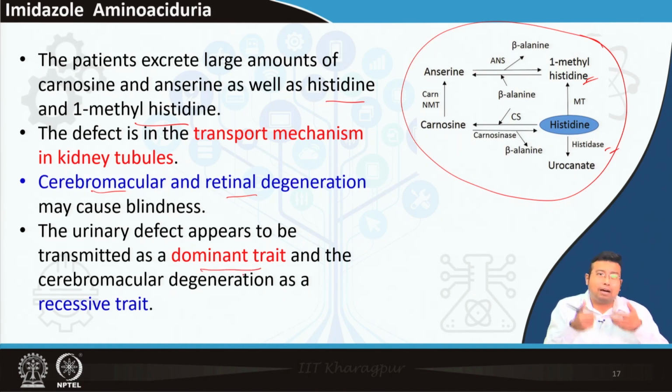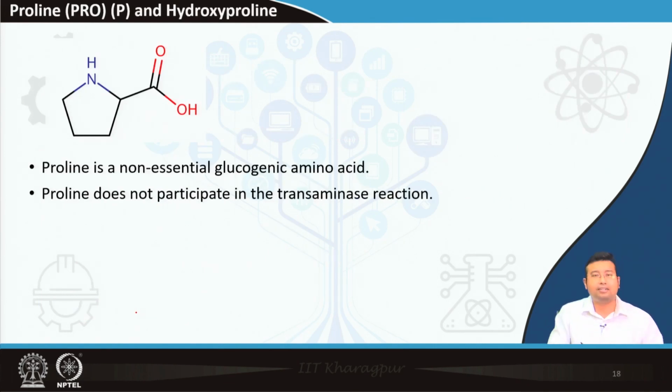So excess amino acids may be excreted in urine in the majority, but the cerebromacular degeneration is actually a recessive trait. So it is beneficial in a way that even if the disease is present in most individuals, the dangerous symptom of blindness is present in very few. So remember, imidazole aminoaciduria is a selective transport mechanism defect in which histidine, this imidazole amino acid, is excreted in urine. After histidine we now focus on proline.